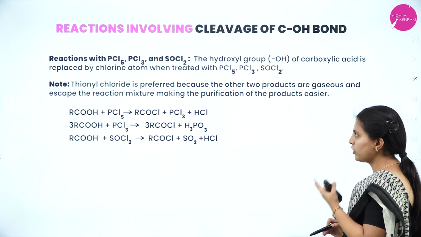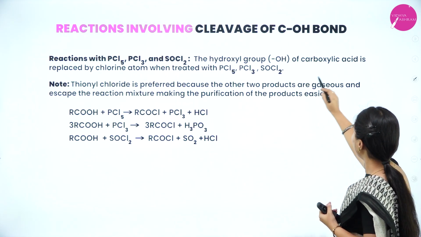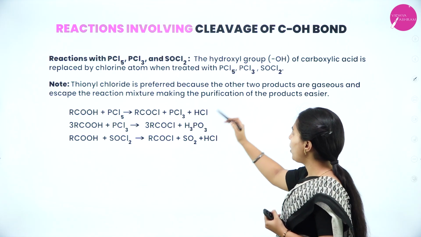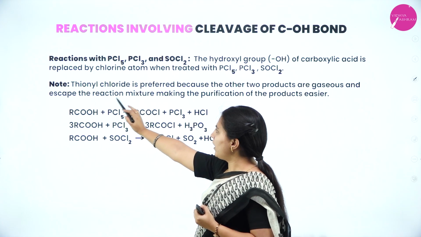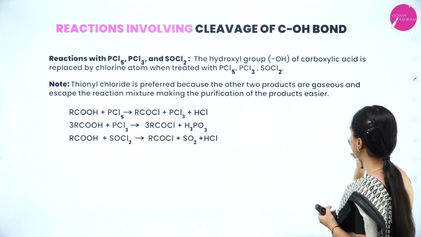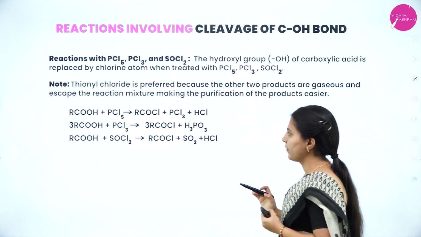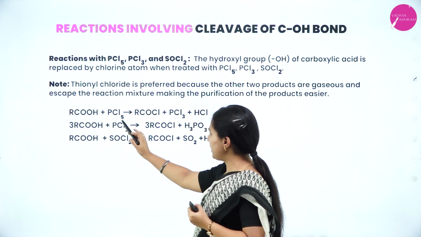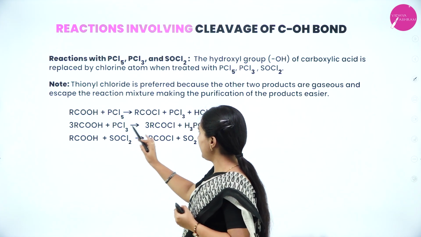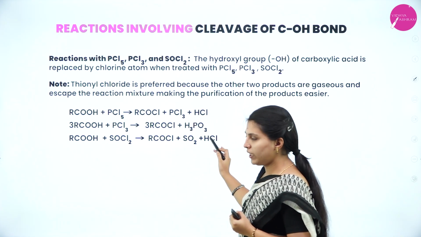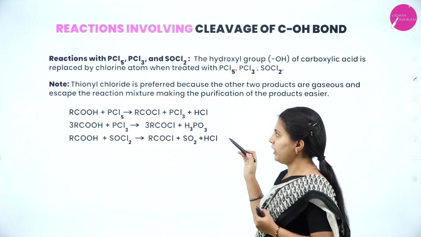Reactions with phosphorus pentachloride, phosphorus trichloride and SOCl2. The hydroxyl group of carboxylic acid is replaced by a chlorine atom when treated with PCl5, PCl3 and SOCl2. That is thionyl chloride. Thionyl chloride is preferred because the other two products are gaseous and escape the reaction mixture, making the purification of the products easier. Okay. Here, acid with PCl5 gives RCOCl plus POCl3 plus HCl. With PCl3, RCOCl and H3PO3, that is phosphorus acid, and with thionyl chloride, sulfur dioxide and HCl will be formed.